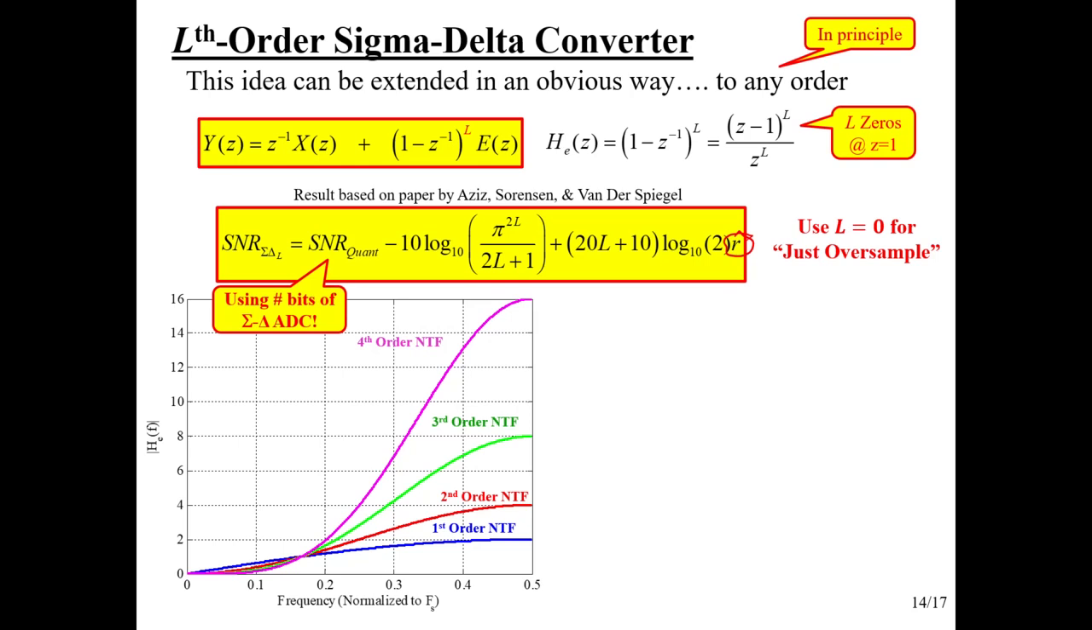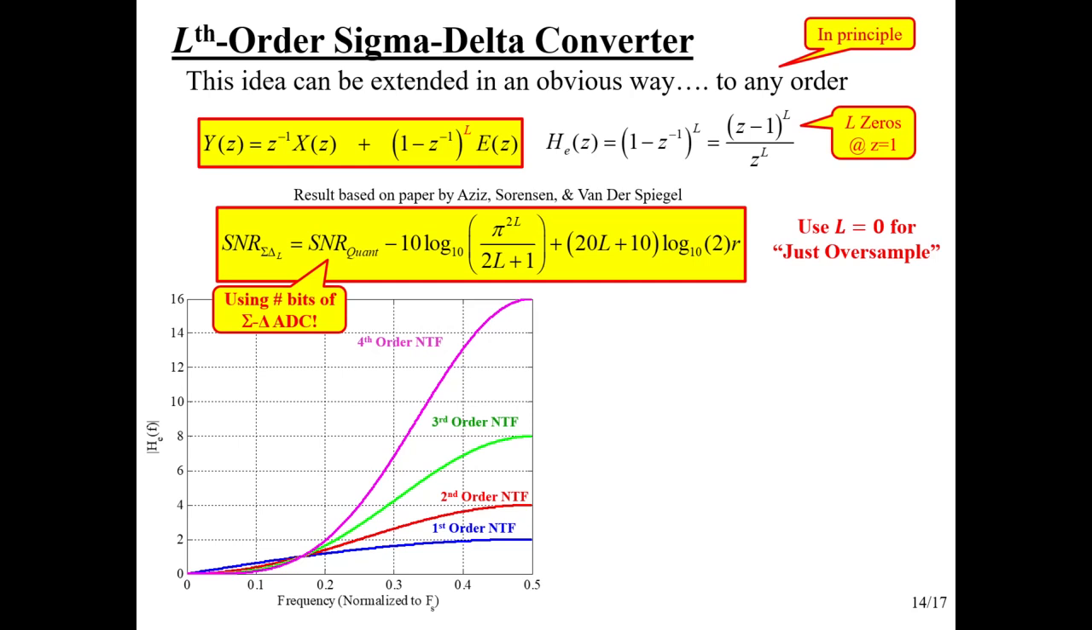And you can check this out. You can plug in the L's that we had for the first order and the second order that we saw explicitly, and you'll see that these things match up with that. And we can also include our method that we started off with, no feedback. That would just be L equal to 0. That's just oversampling.